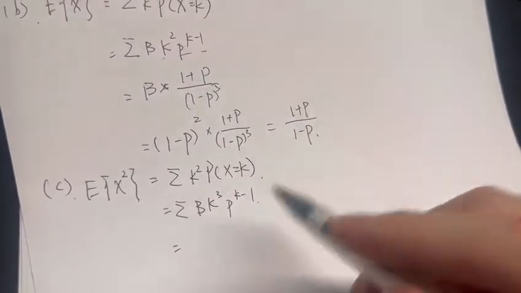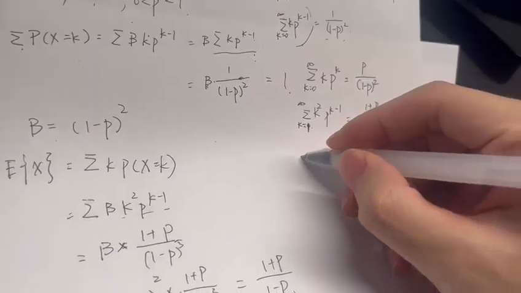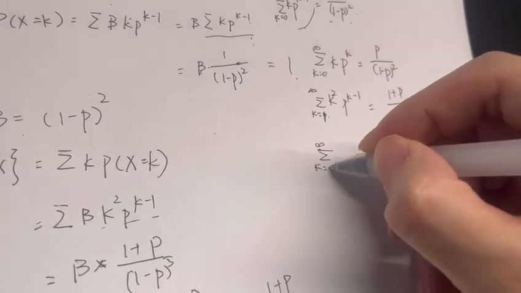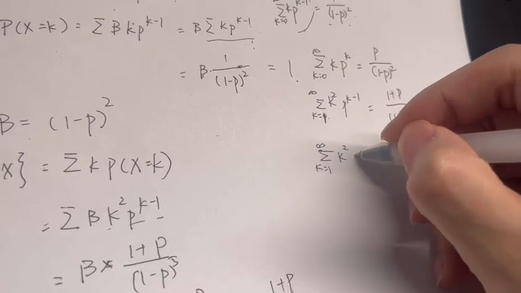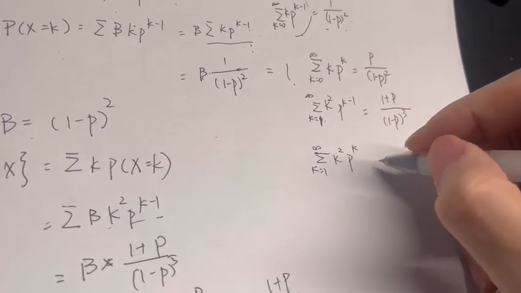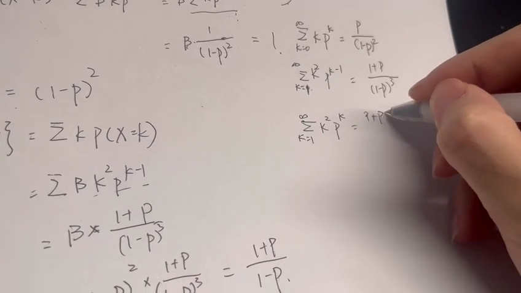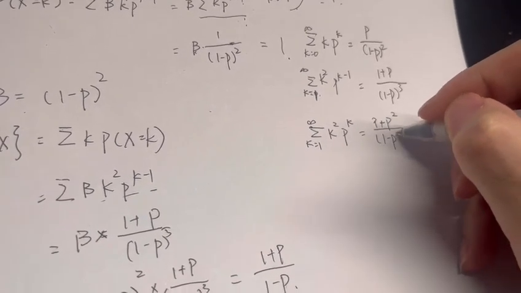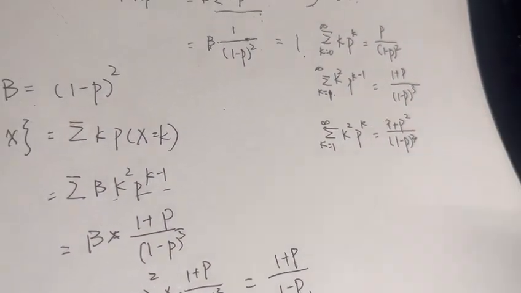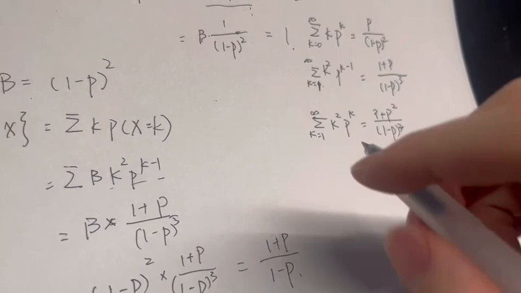And so how do you solve this part? Since we already know this, through this we can also know that we just need to times p to both sides to get this equation, (p plus p squared) divided by (1 minus p) to the power 3. And then we differentiate both sides with respect to p.